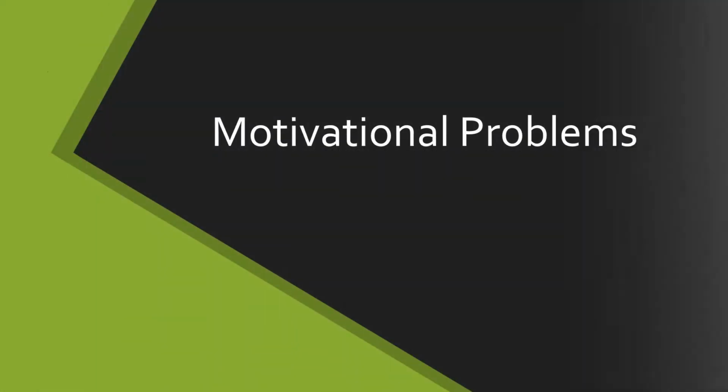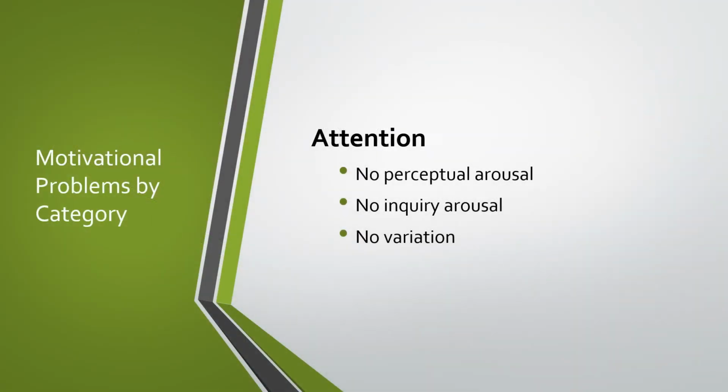Motivational problems. When looking at motivational problems by category, attention is by far the biggest motivational problem area for learners in this course. Grammar is viewed as a very dull subject for most middle school students. When they hear the term grammar, they immediately associate it with boring and stop listening. There are 3 main subcategories of arousing attention: perceptual arousal, inquiry arousal, and variability. Unfortunately, the course is lacking any significant means of any of these facets of attention.